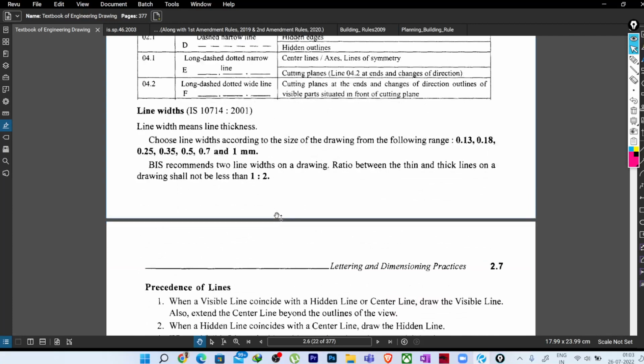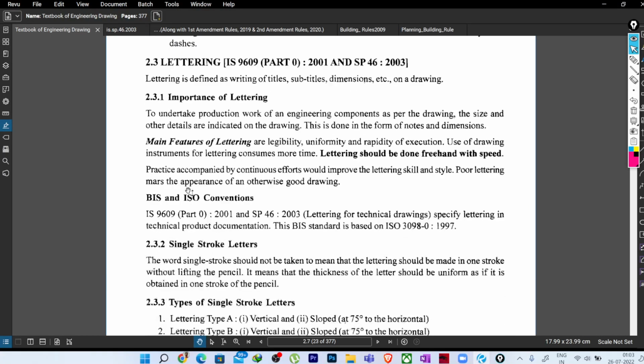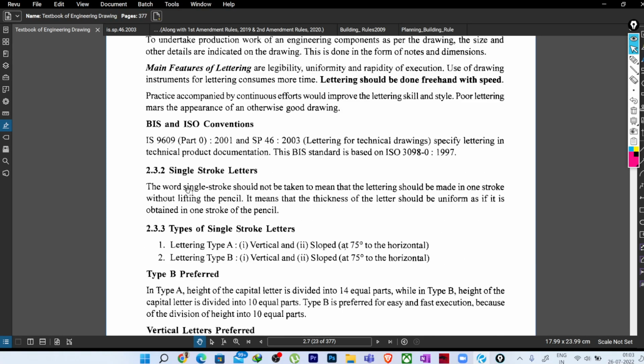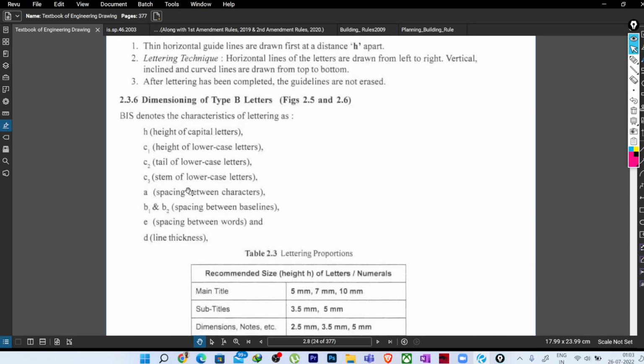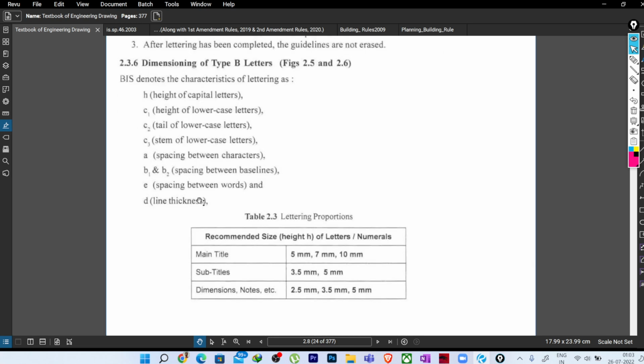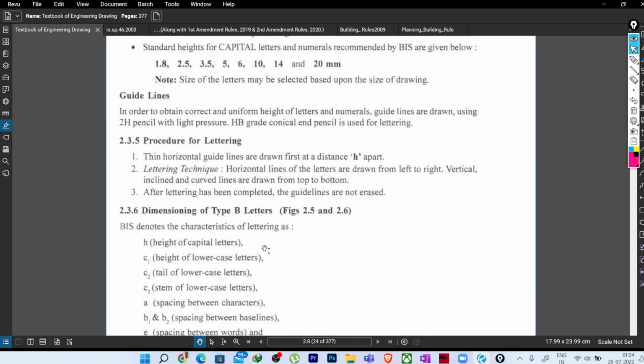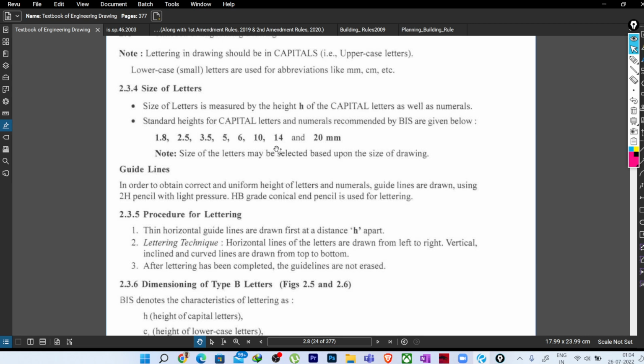So for text and dimension sizes, you can see this is for line widths, which I'll be coming to in a while. Let me go to this text here. So here you can see for text and dimensions, these are some recommended sizes given based on the paper size you are choosing. So we have 1.8 mm, 2.5 mm, 3.5 mm, 5 mm, 6 mm, 10 mm, like this for the capital letters.